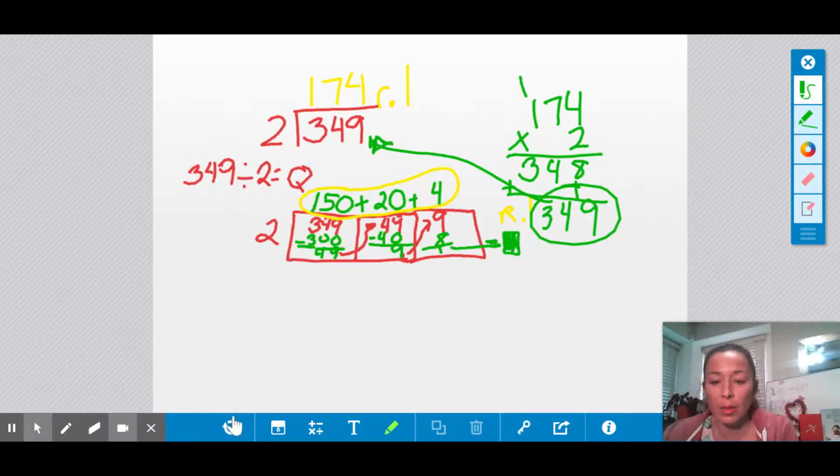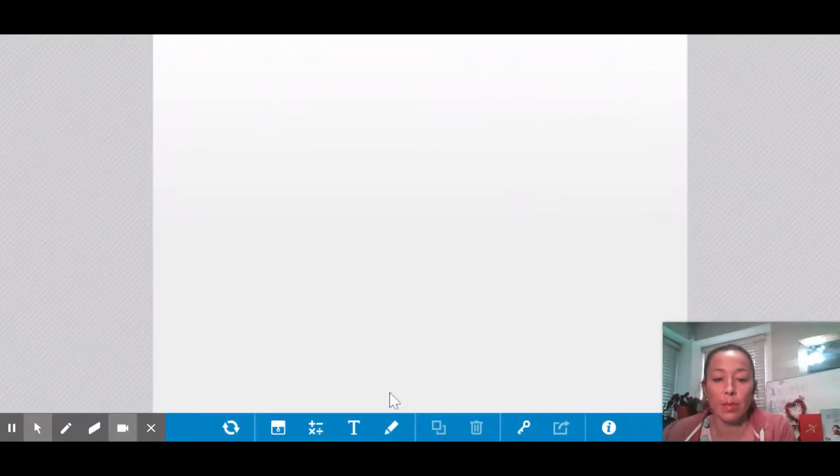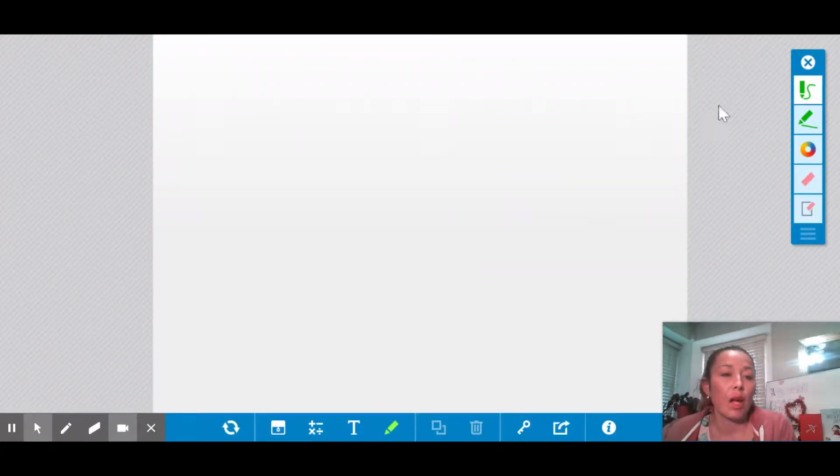So that could be a little confusing. So I'll show you another one. Kind of the same process, doing the subtraction right inside of the area model. So let's do a fun one. Let's do something big.